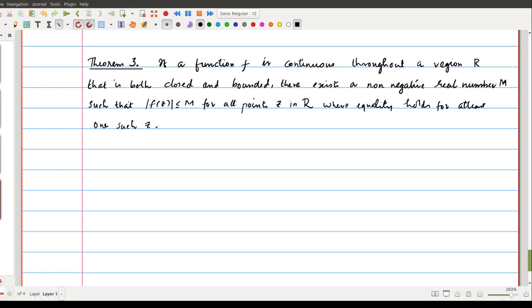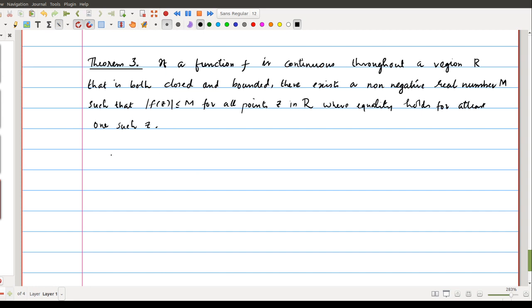This is the statement of theorem 3. If a function f is continuous throughout a region R that is both closed and bounded, there exists a non-negative real number capital M such that mod f of z is less than or equal to M. That is the definition of boundedness of a function: f is bounded means mod f of z is less than or equal to M. So if the region is closed and bounded, then the function is itself bounded. That is the meaning of this statement. And the equality holds for some z in that R.